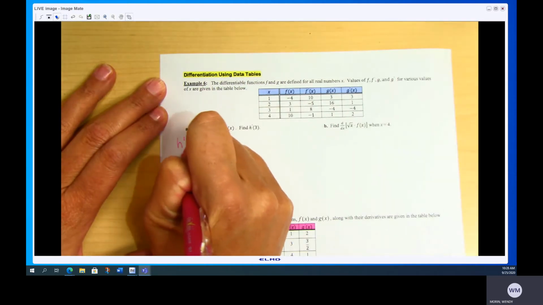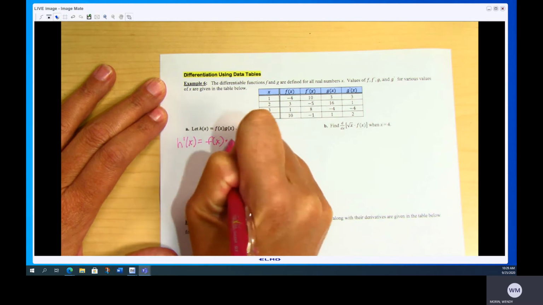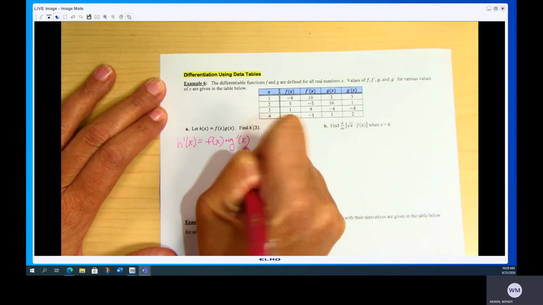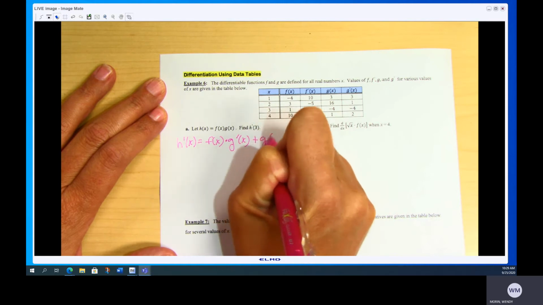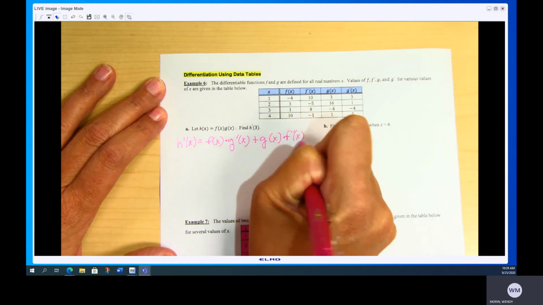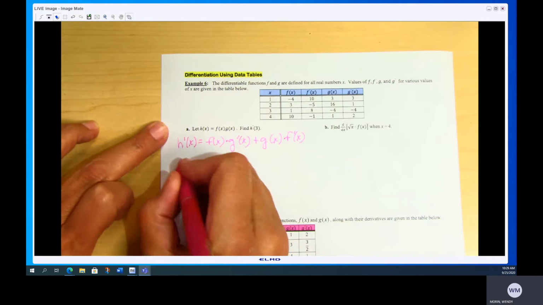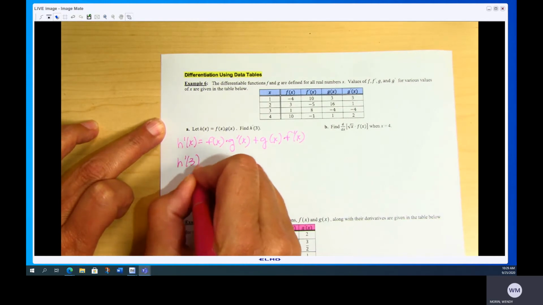Check your answer. H prime of x is the first times the derivative of the second plus the second times the derivative of the first. Product rule. Okay, now find h prime of 3. Again, stop the video at any time. Do it on your own for practice.